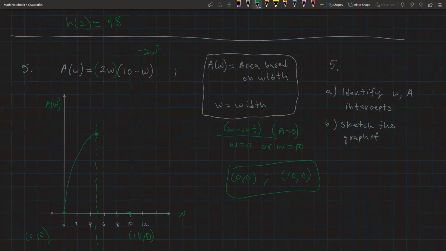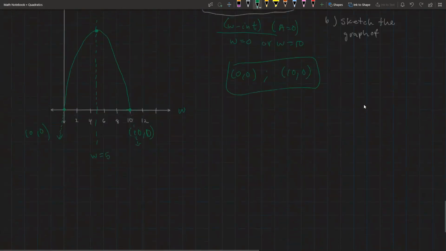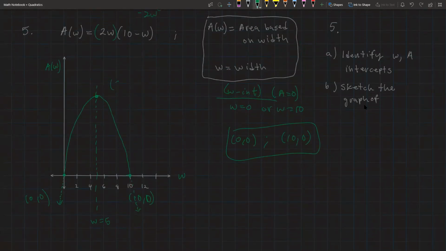And remember, I want you to think about why I do this after that point and why this occurs here. It'll make more sense when we have more words, more context to these problems. Let's just label that point. It is 5 comma something. So we can go enjoy the rest of our days. The vertex on this particular problem is when W equals 5.